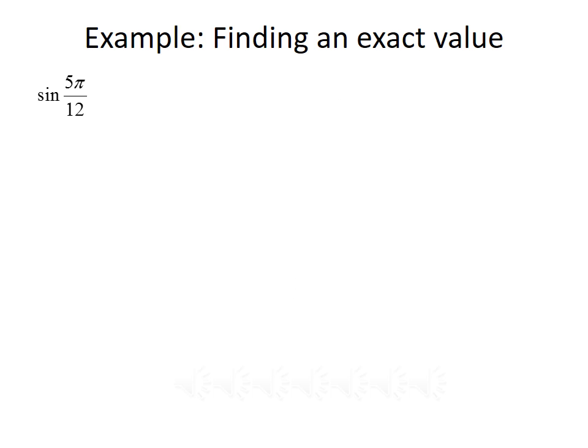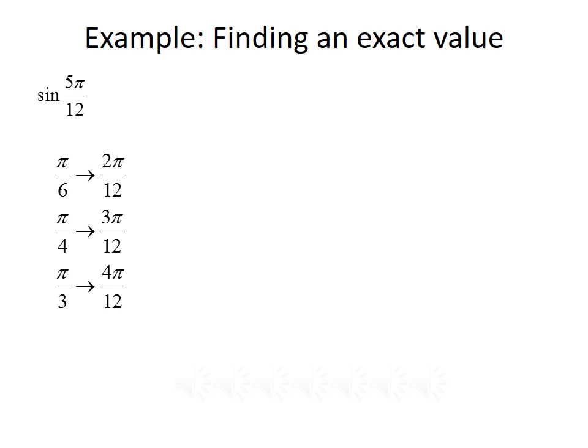So let's look at a few examples. For our first example, we want to find the exact value of the function sine of 5 pi over 12. Now remember, when it says exact value, that means they want you to leave the radicals however they may be. Don't put it in your calculator and approximate it.